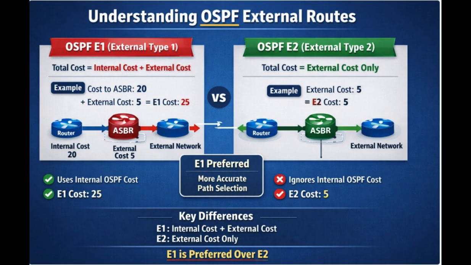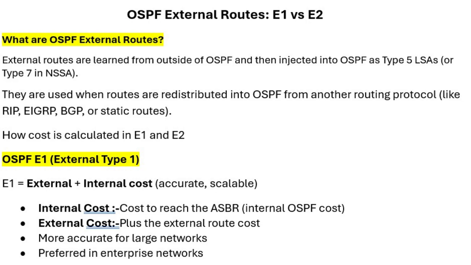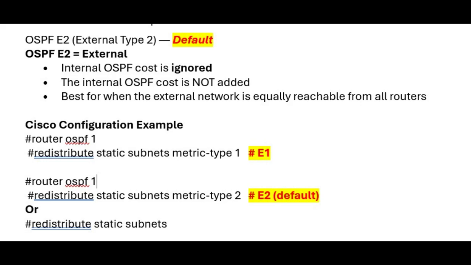And what is E2? What is OSPF E2? I mean external type 2. This is the default external route. What is the meaning of default external? I will talk about it later in this video. OSPF E2 is equal to the external cost. As we know, we ignore the internal cost, and this is best when the external network is equally reachable from all the routers.